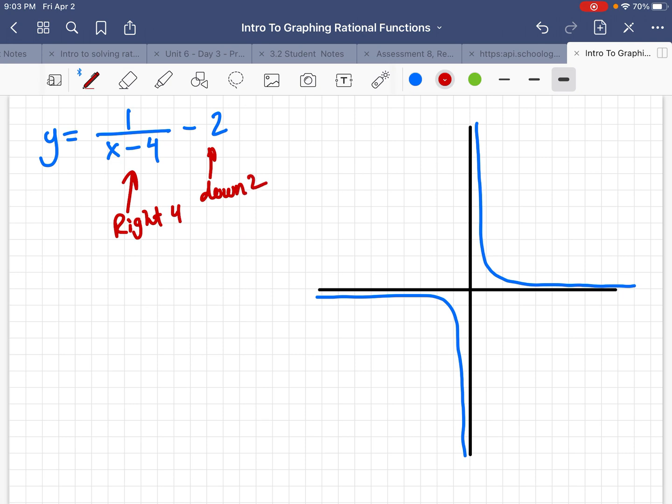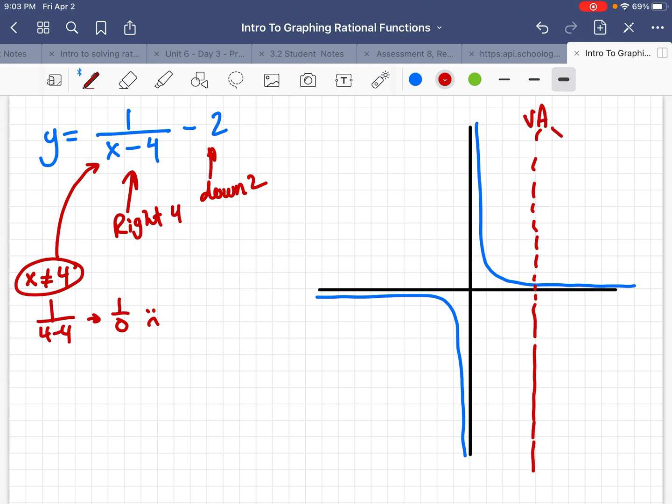Now remember, this also has to do with the domain. Remember that in these fraction problems, we have restricted values, right? So when I look at this fraction right here, I would tell you, hey, you can never let x be 4, because if x were 4, I would get 1 over 4 minus 4, which means I have 1 over 0, which is a big no-no, right? So this restricted number is also where your vertical asymptote is. So 1, 2, 3, 4, there it is. So there's my vertical asymptote.